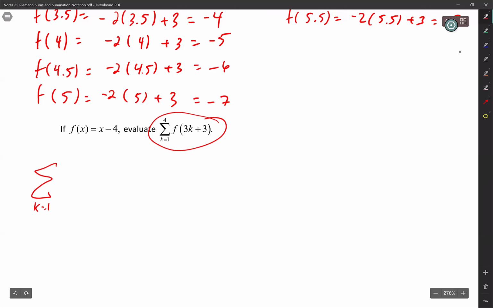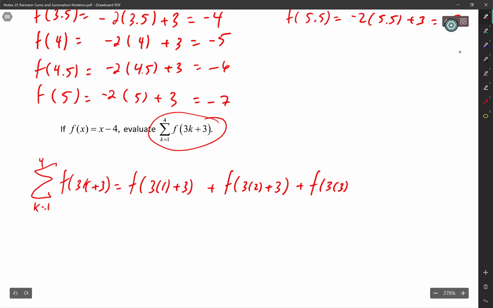k equals 1 to 4 of f of 3k plus 3. So we start at 1. So f of 3 times 1 plus 3 plus f of 3 times 2 plus 3. We're always doing integers on this. That's how I use the summation. f of 3 times 3 plus 3. And finally, f of 3 times 4 plus 3.